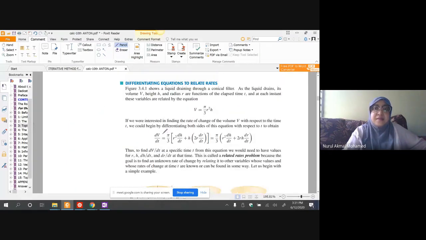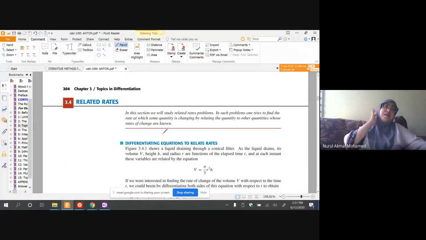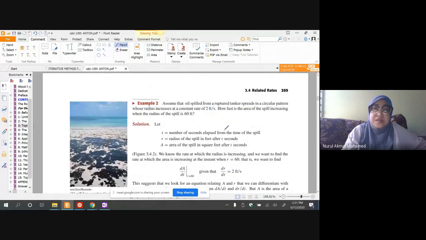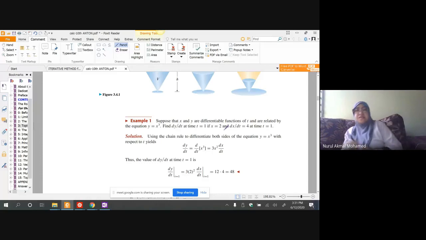So this is related rates. Related rates is the application of the chain rule. So let's look at example 1. Suppose that x and y are differentiable functions of t and are related by the equation y equal to x cubed. Find dy/dt at time t equal to 1 if x is equal to 2 and dx/dt is equal to 4 at time t equal to 1.